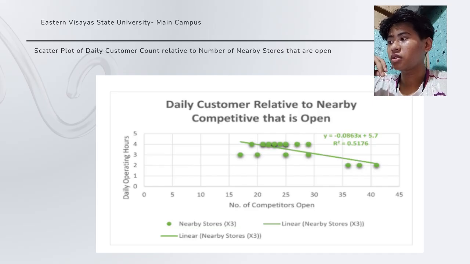The coefficient of negative 5.4930 means that each additional nearby store reduces the expected customer count by approximately 5 customers. The low p-value of 0.0011 confirms that this variable is statistically significant and is the most influential operational factor identified in our study.